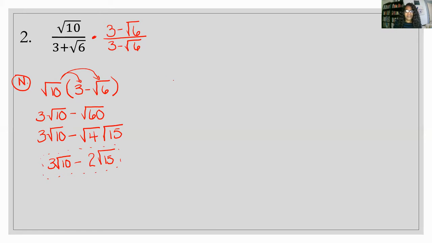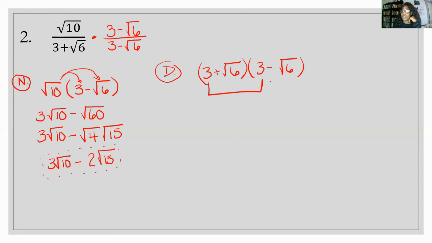So for the denominator, we have 3 plus the square root of 6 times 3 minus the square root of 6. If you recall, when we did it the long way, foiling, inside or in between, they canceled out. Here's the shortcut. Ready? It's going to blow your mind. All you're going to do is multiply the first 2 terms of both parentheses. Then you're going to multiply the last 2 terms of the parentheses.